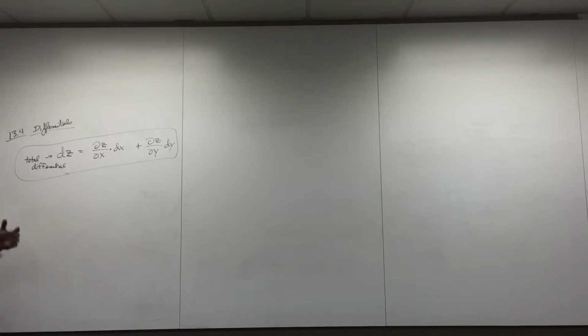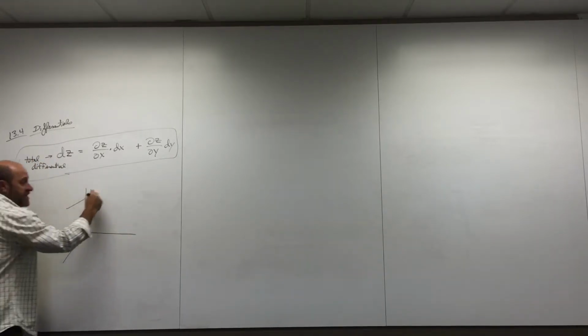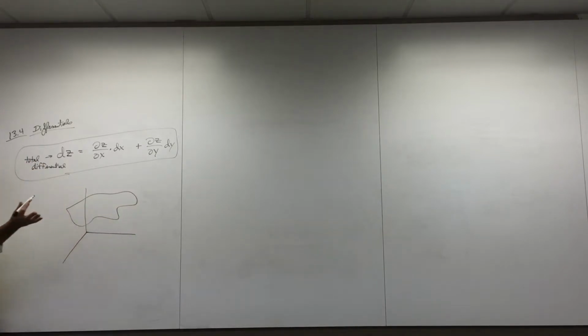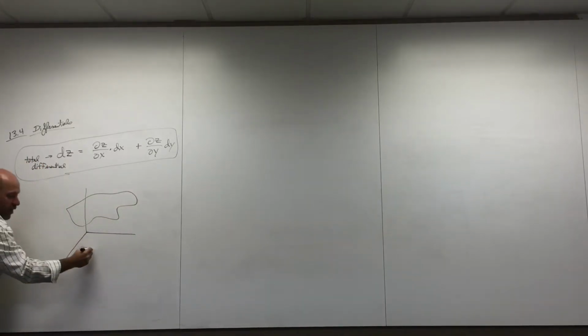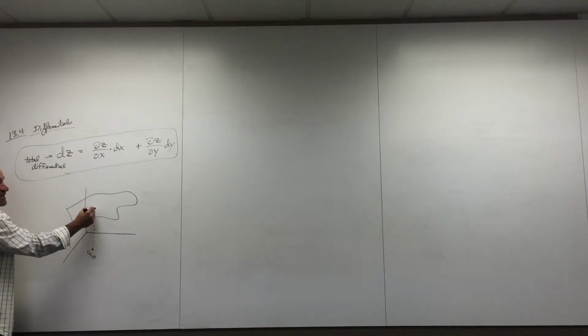The analogy to what I just did is kind of tricky, but I'm going to show it to you. You ready? Z is a function of x's and y's. So z is some surface. And what I have is a little point in the xy plane called x and y. When you plug it into the function, you get a z value. Is that okay with you?